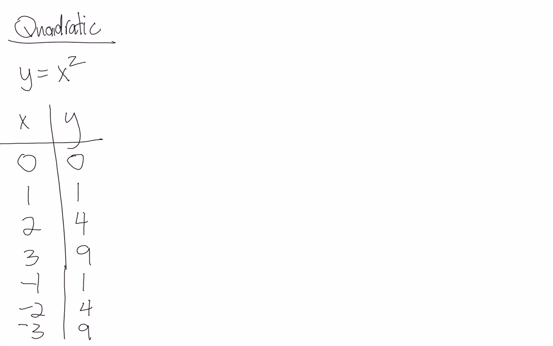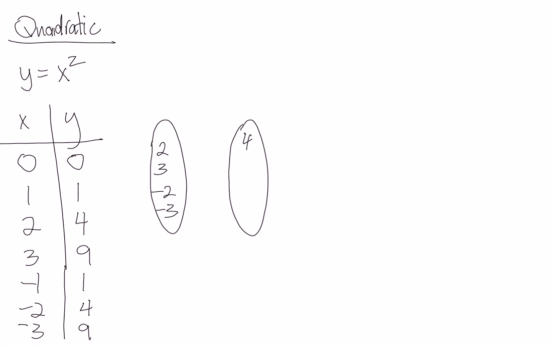So you can see here, in terms of a mapping diagram, we're actually getting some x's going to the same y. So for example, 2, 3, negative 2, and negative 3. The 2 and negative 2 both go to 4. And the 3 and negative 3 both go to 9. So we're getting two different x's going to the same y. But that's okay. That's still a function, because each x goes to one y. We just can't have it the other way around.